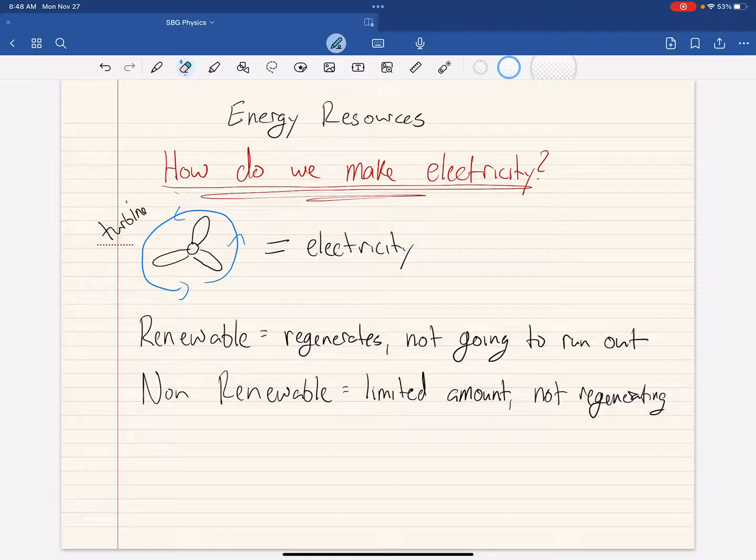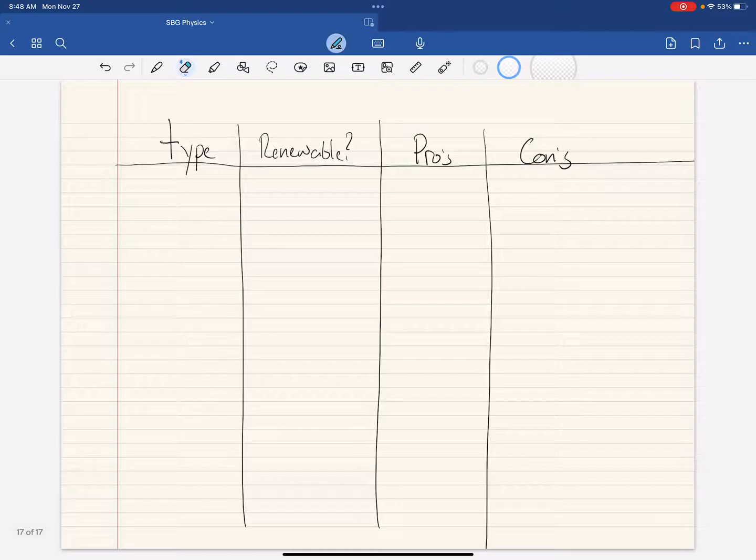we can generate electricity. Now, for the next section of your notes, I'd like you to go ahead and make 4 different columns. We're going to be looking at some different types of renewable energy resources. We're going to define whether they are renewable or non-renewable. And then we're going to go over some pros and cons for each one of these. So I've got 4 columns right here that I'd like you to go ahead and add.